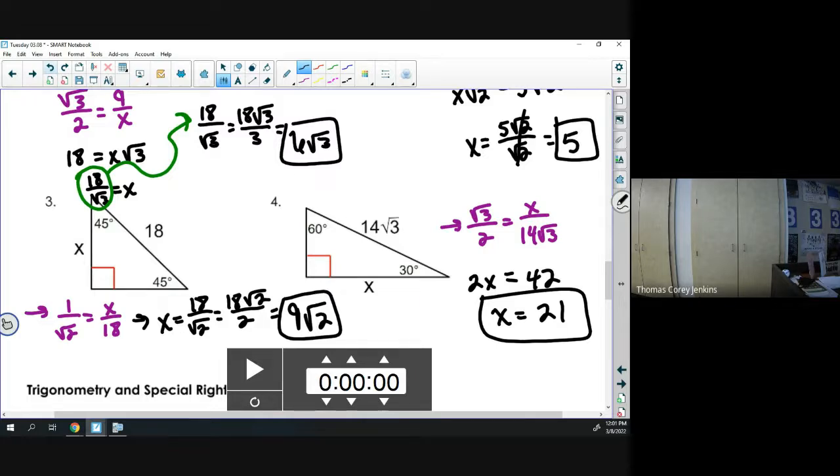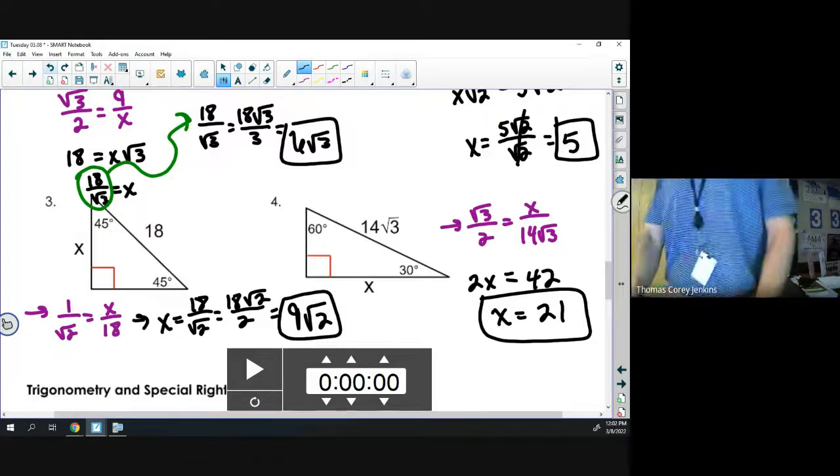I can easily relate the hypotenuse, 14 square roots of 3, to the short leg, right? Because on this model, the short leg is half of the hypotenuse. So if I cut this in half, I get 7 square roots of 3 here. I can do all this in my head. And then to get from here to here, I just multiply by the square root of 3. So 7 square roots of 3 times the square root of 3 is 7 times 3, which is 21. I don't know which makes more sense, but you can approach it either way.